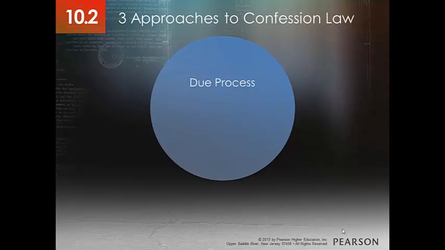Due process, or voluntariness, is the first. Involuntary statements are not admissible in a criminal trial to prove guilt. A confession is involuntary when the defendant is deprived of his or her, quote, power of resistance, unquote. The courts focus on two issues: one, the police conduct in question, and two, the characteristics of the suspect.